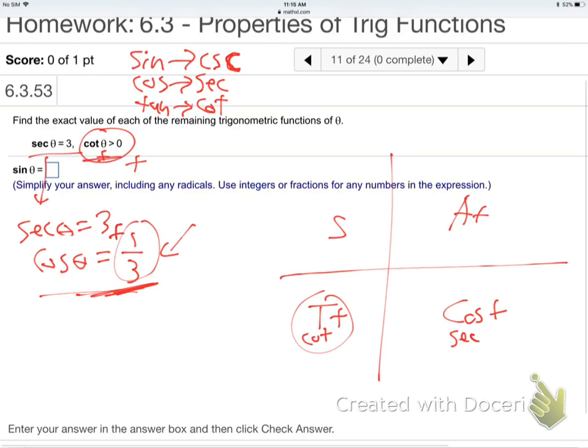That's what they're telling us. We can just throw away this fact now. All they're really giving us that for is to decide which quadrant. First quadrant. So we're in the first quadrant by the All Students Take Calculus. So use that often to help you out.